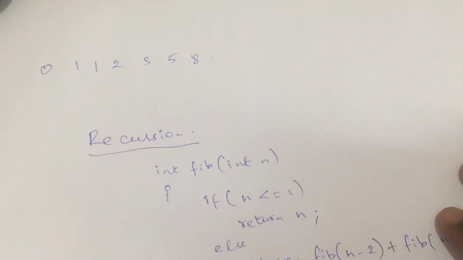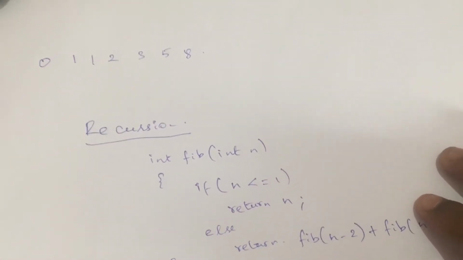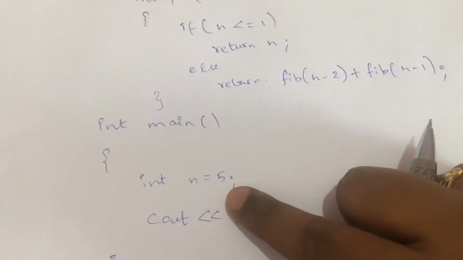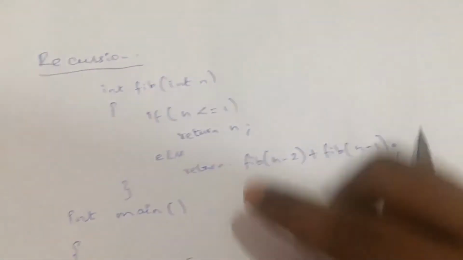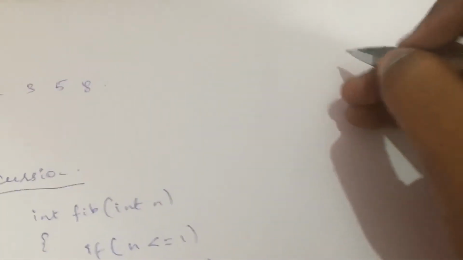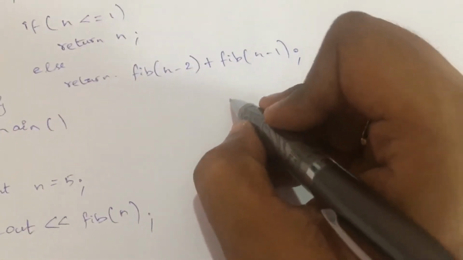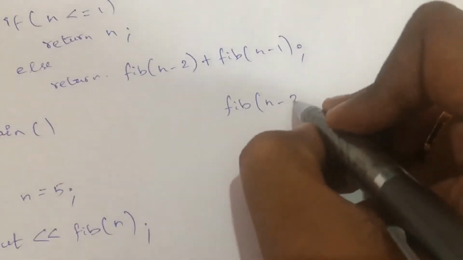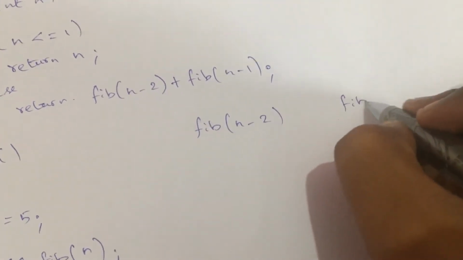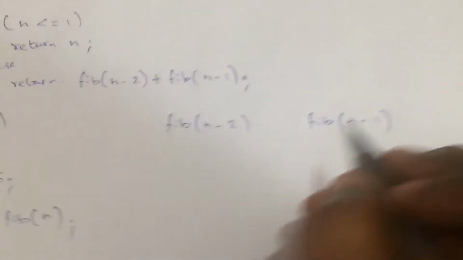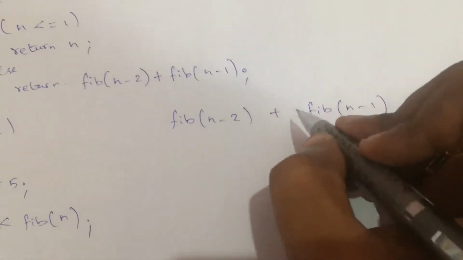So now let's start writing code for finding this particular sequence. My input, that is the n value, is equal to 5. At first, let's write the fib values here. I'll have something like fib of n minus 2 and fib of n minus 1, which is what is mentioned here. So we have to add these.